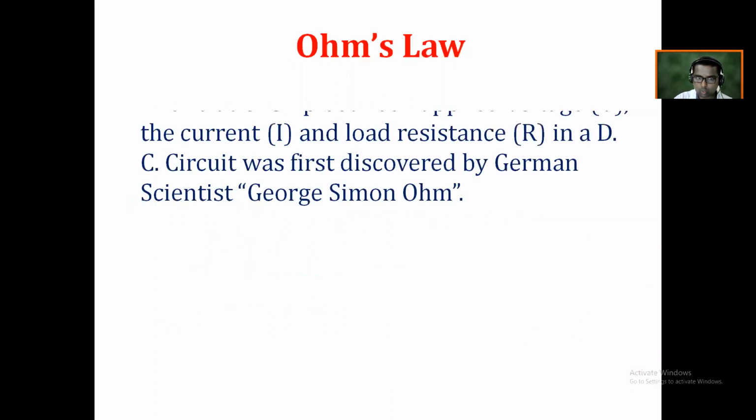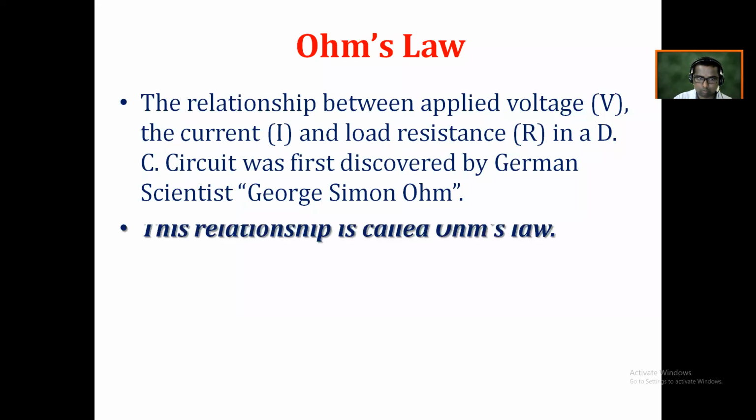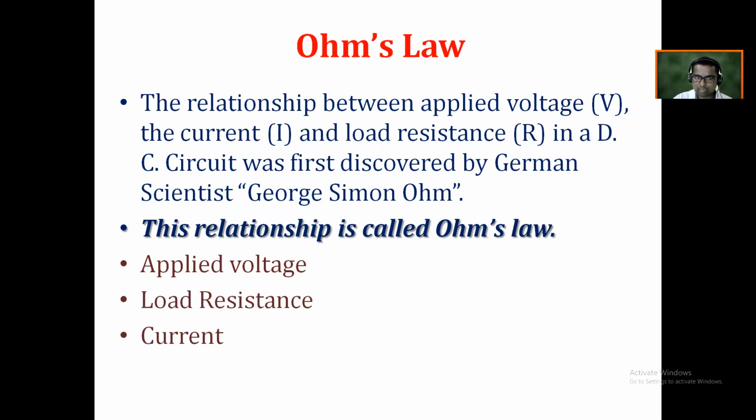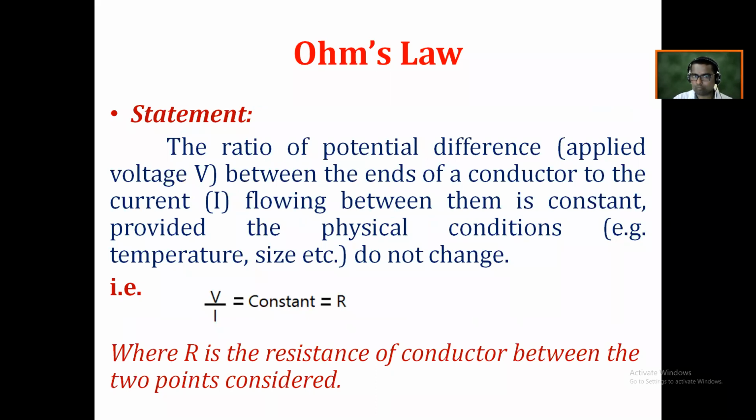Get it, my point? So the relation between the applied voltage, current, and load resistance in a DC circuit was first discovered by the German scientist Georg Simon Ohm, and this relation is known by his name. We call it Ohm's law. So Ohm's law is the relationship between the applied voltage V, the load resistance R, and the current I in a particular DC circuit. Now see what the statement of Ohm's law is. If you see that when I consider the conductor, is it right?